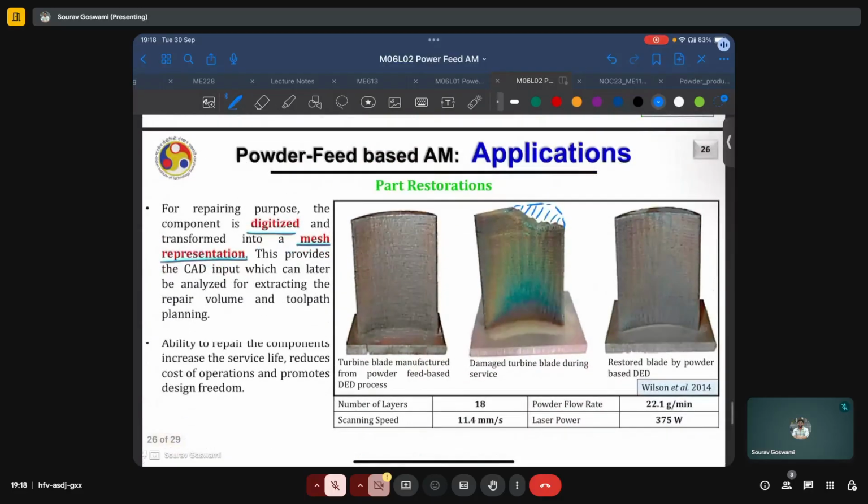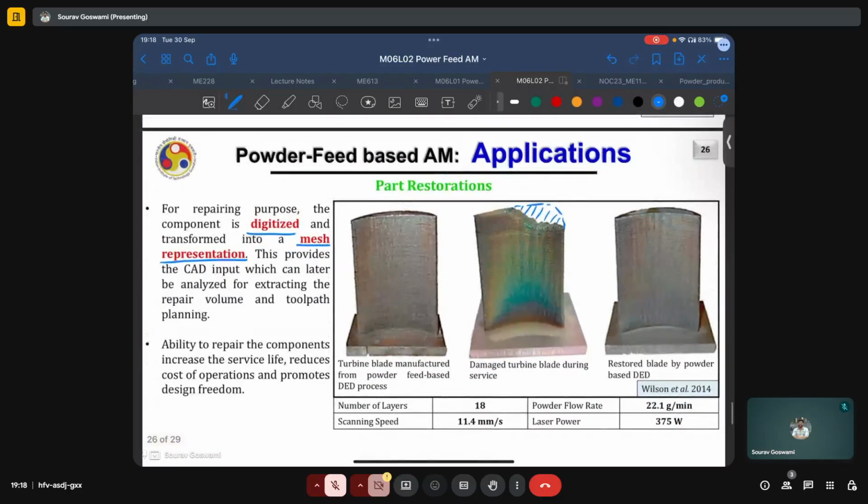Here, the number of layers which were needed were 18. A scan speed of 11.4 millimeters per second was used. The powder flow rate was 22.1 grams per minute, and the laser power was 375 watts.